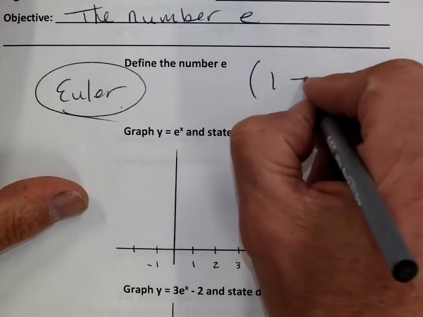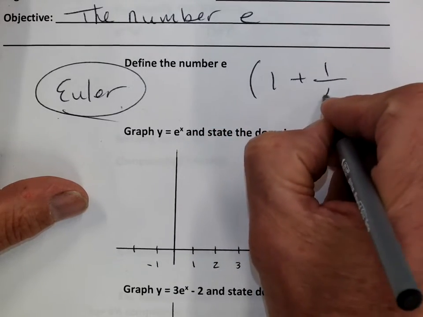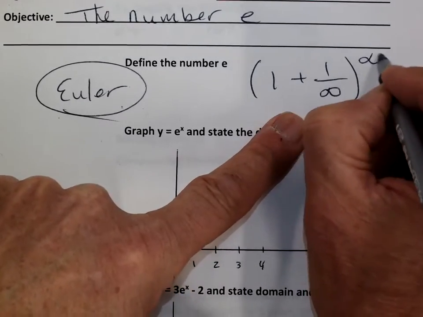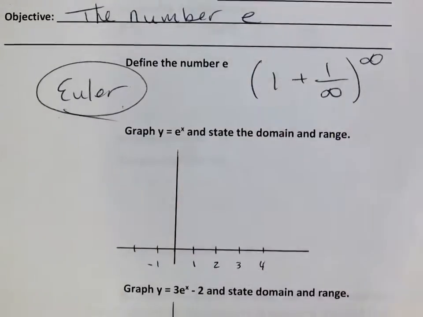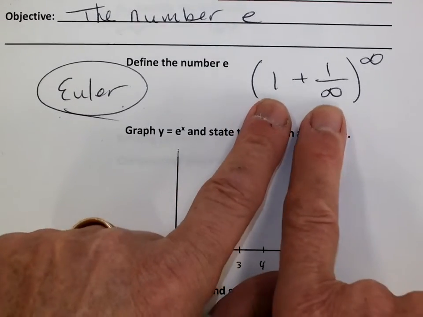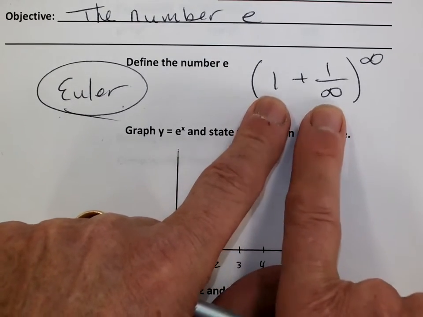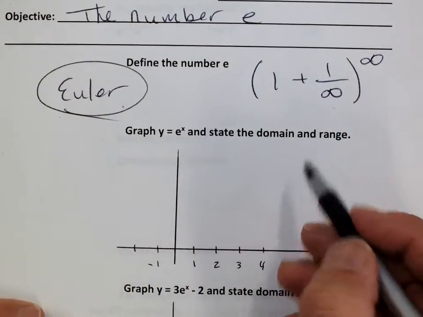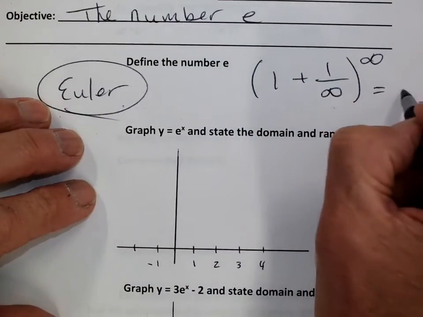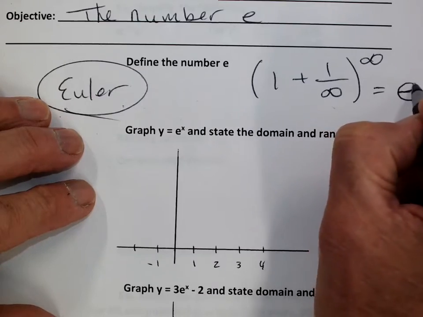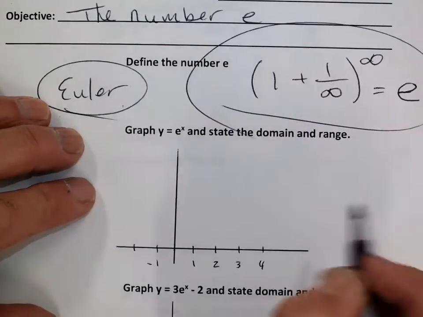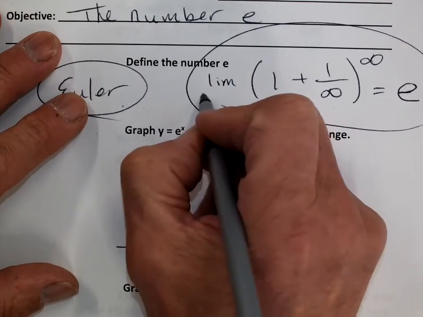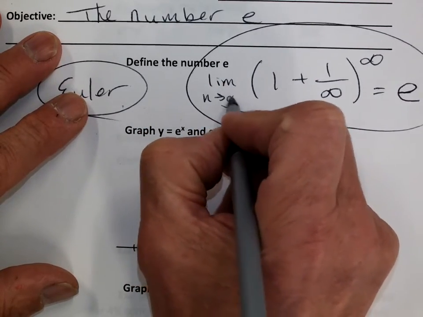And that is, if you can go 1 plus 1 over infinity. Now you can't go to infinity, but if you could get to infinity, to the infinity power. So as these numbers get bigger and bigger, think about this: 1 plus, this becomes really, really small. So it's 1 plus just an itty bitty bit to the infinity power, and it turns out to become the number e. That's the definition of the number e, okay?